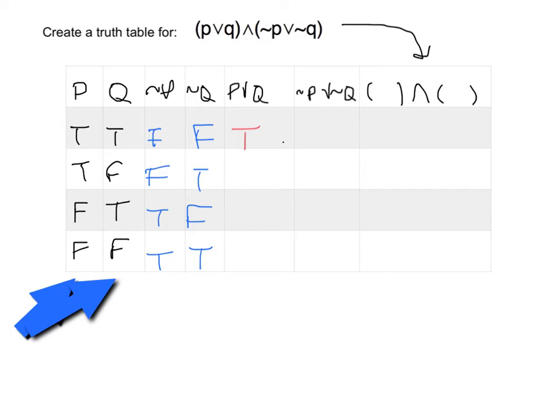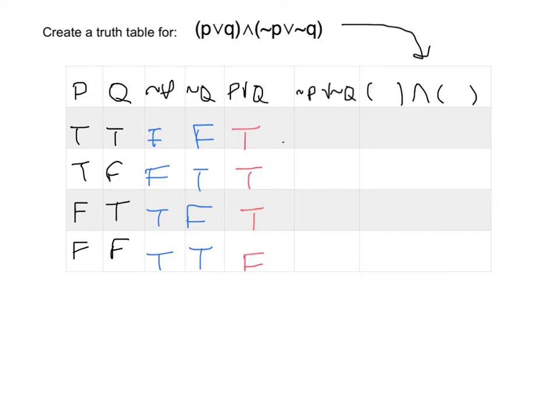Here we have true and false. That has a true, so we can put a true in there. Here we have false and true, and so we can put in a true again. But in this last one, we have false and false, which means that since we don't have one true, that has to be false. So now we have that column done, and we're going to move on to the not P or not Q column.